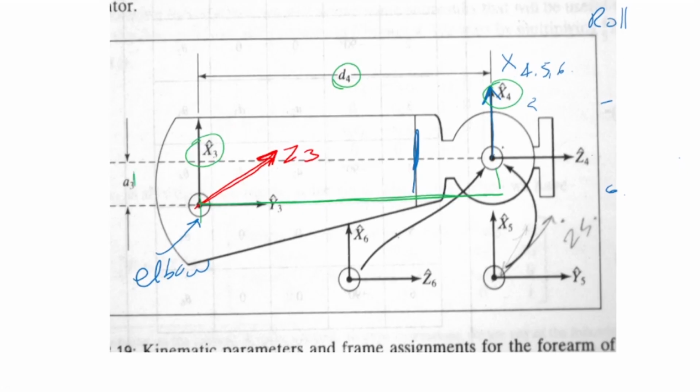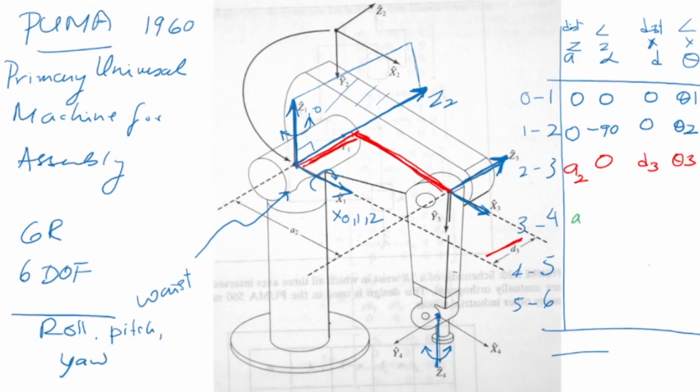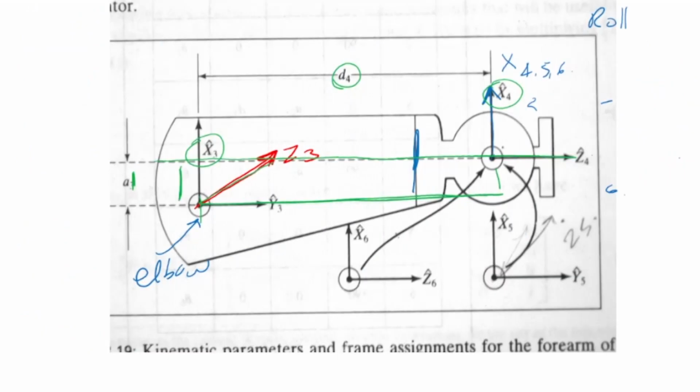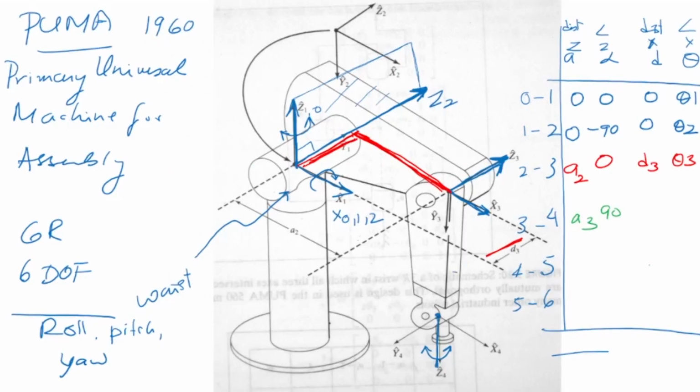And also there is a distance here. So the distance between the z-axis, the line of z4 is this line, and z3 is that side. So this distance is there, which is a3. So the distance between the z-axis is a3. What is the angle between the z-axis? There's a 90 degree rotation about x3 in which direction? Clockwise, and it becomes z4. So this is going to become a minus 90.